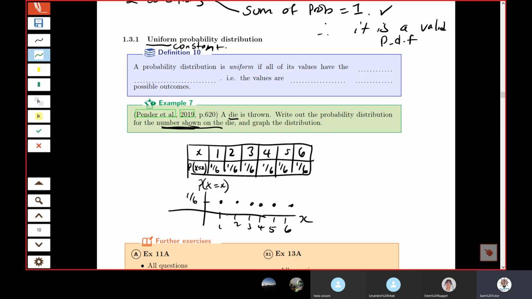But look, with this one here, for x, you can't get any numbers between 1 and 2. So if you're going to draw that, yes, it's still 1 over 6, but can you even get these numbers?